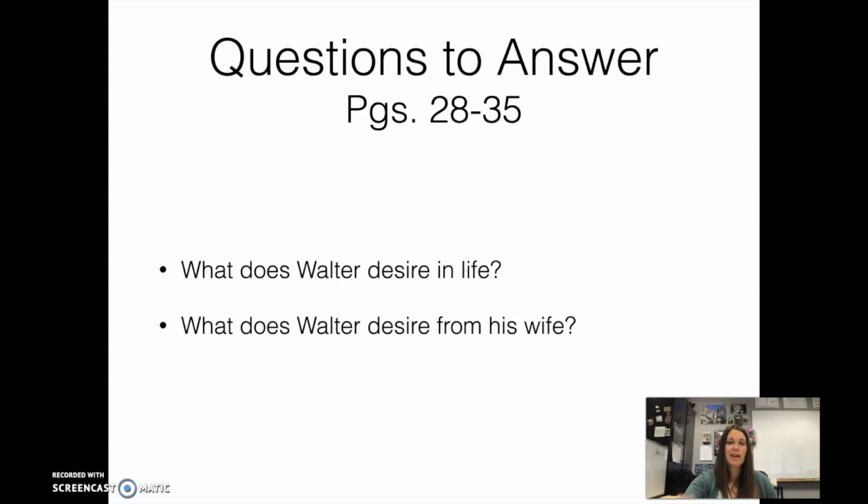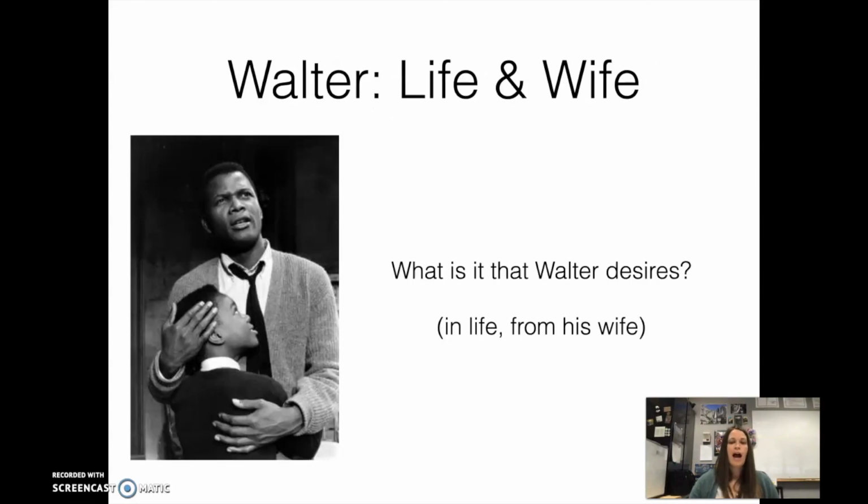Okay. Next set of questions, pages 28 through 35. What does Walter desire in life, and what does Walter desire from his wife? So in life and from his wife. All right, so what does he want in life? Well, I think he wants to own his own business. He wants to get rich. He wants to be his own boss.